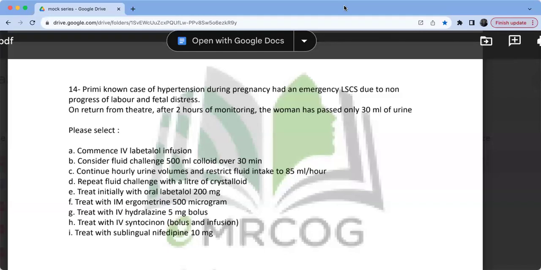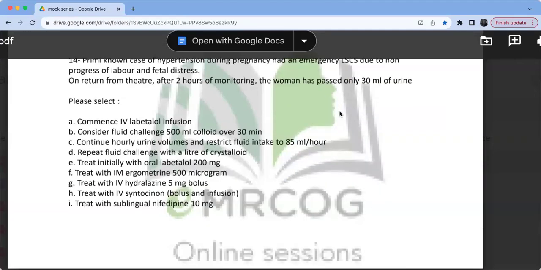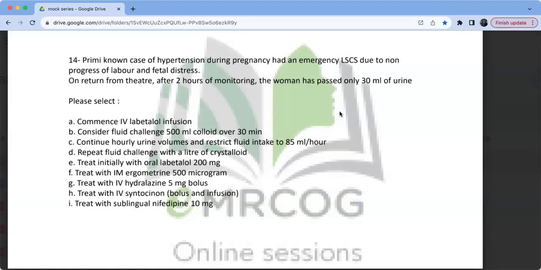So what can I do now for this patient? Can I still offer her fluid therapy? Antihypertensive, magnesium sulfate, or what? What do you think you need to give her?